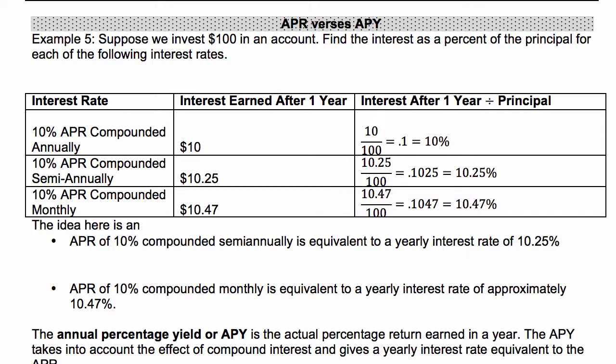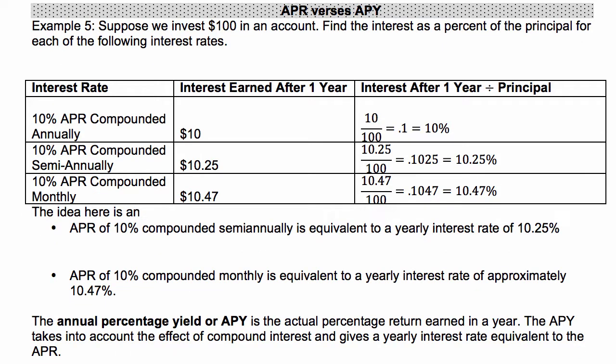The annual percentage yield, or APY, is the actual percentage return earned in a year. The APY takes into account the effect of compound interest and gives a yearly interest rate equivalent to the APR. In the table above, the left column gives the APR, while the right column gives the equivalent APY.